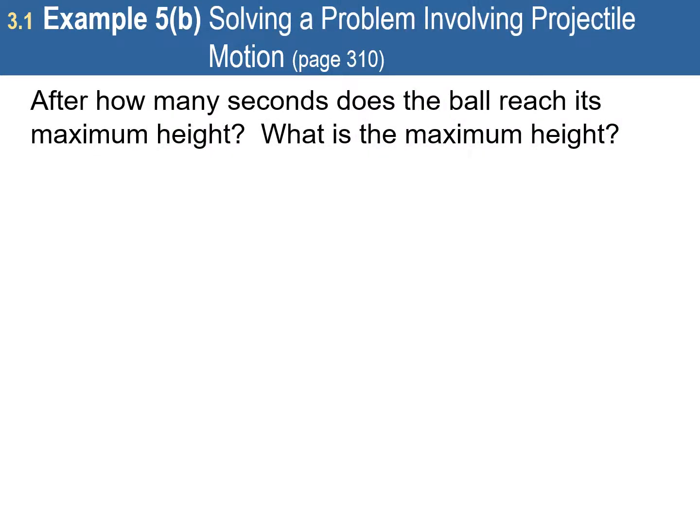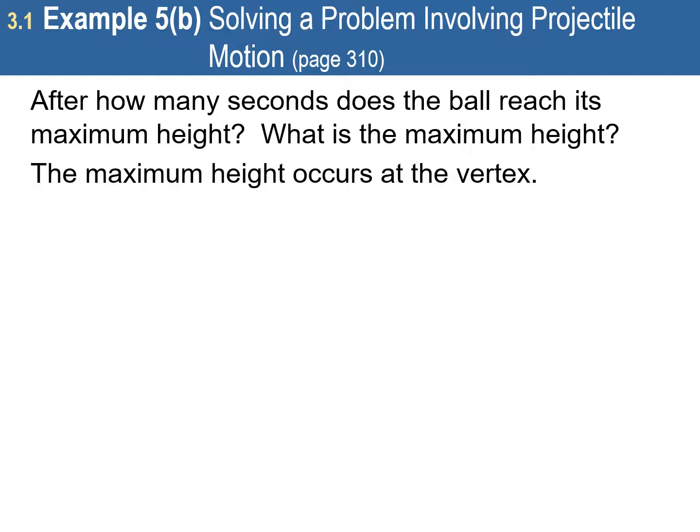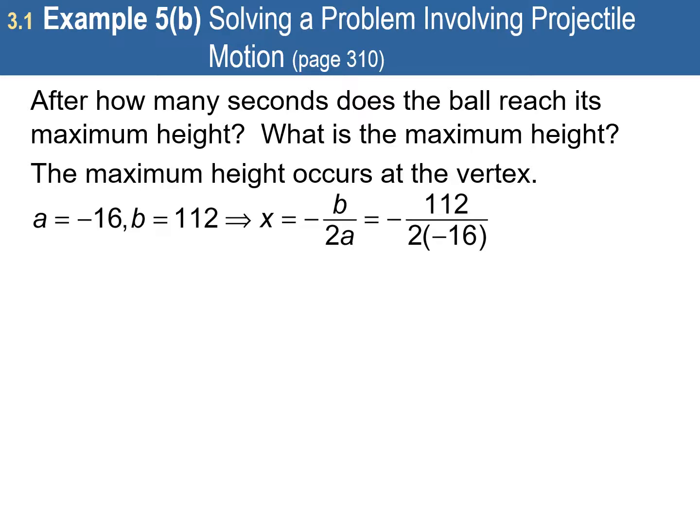After how many seconds does the ball reach its maximum height, and what is the maximum height? We're looking for the vertex. The maximum height is going to occur at the vertex. So a is negative 16, b is 112. So the vertex occurs at minus b over 2a, or negative 112 divided by 2 times negative 16, or at 3.5.